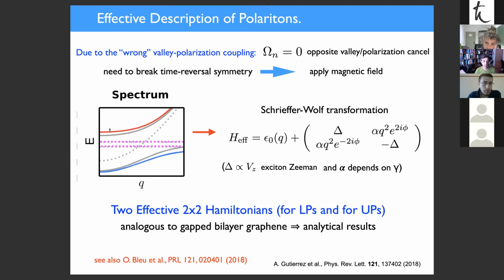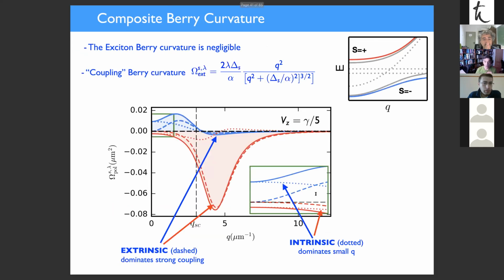And actually you can divide the spectrum and consider only these 2 bands and these 2 bands, the lower polaritons and the upper polaritons, in isolation. And via a Schrieffer-Wolff transformation, you get an effective Hamiltonian for this upper polariton manifold and this lower polariton manifold. And actually this Hamiltonian is the same as for gapped bilayer graphene. So this has been solved and there are analytical results.